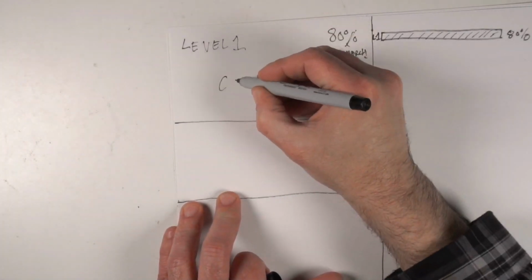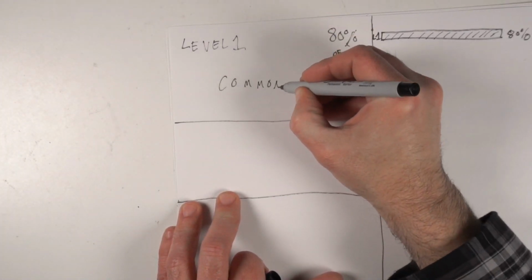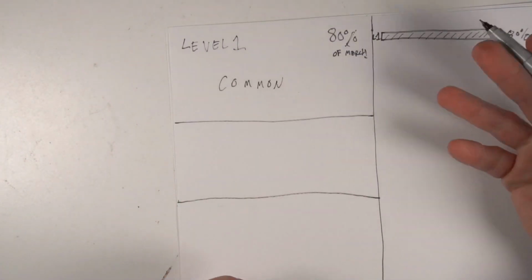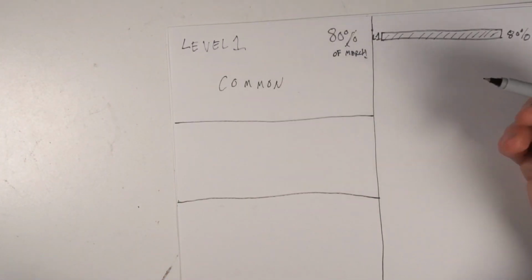Now this is the common stuff. This stuff is very, very common. It's the stuff you run into at garage sales, flea markets, the thrift stores, and places like that all the time.